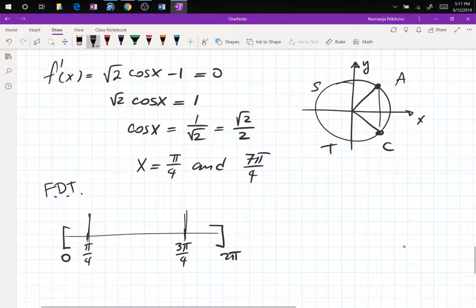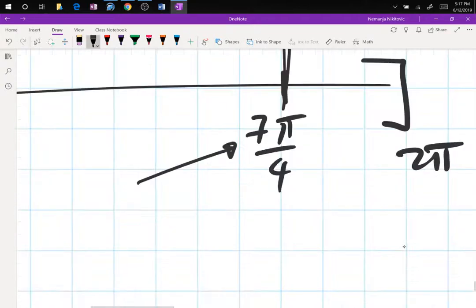Is that supposed to be 7 pi over 4? That's what I said, 7 pi over 4. It's clearly 7 pi over 4. Look. See that? I see. That's a 7. Yes. All right, good. Thank you.